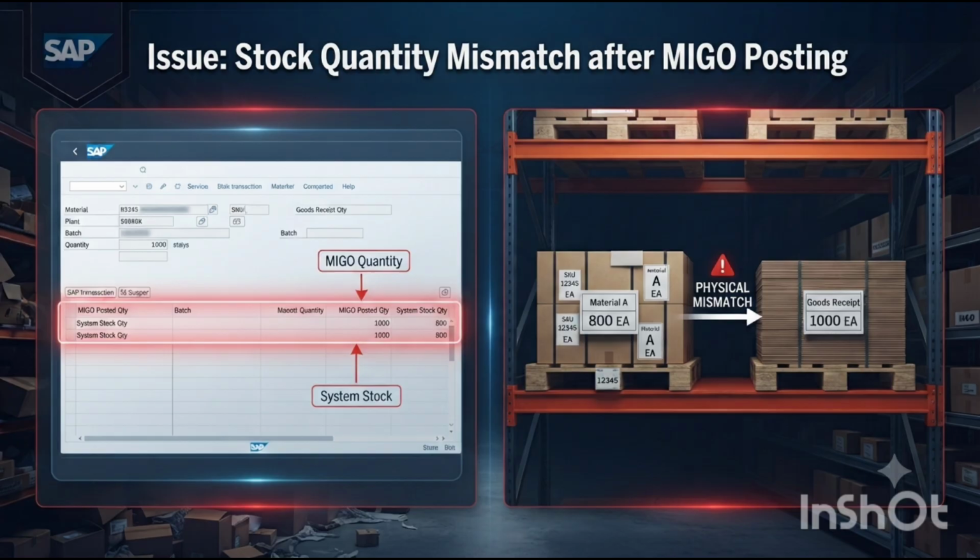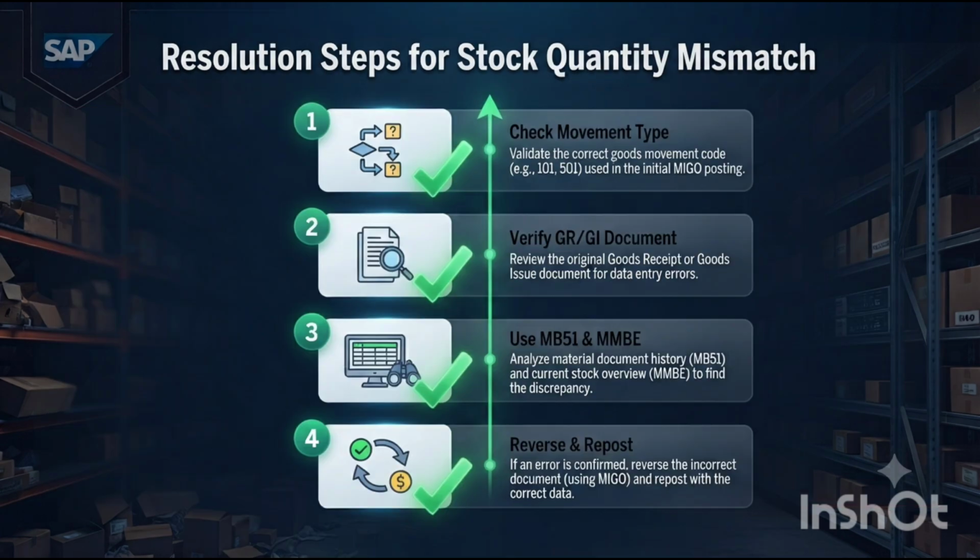So now, what is the resolution of stock quantity mismatch? Here's how to resolve stock quantity mismatch. Step 1, check the movement type you used in MIGO. Most important. Step 2, verify the material document using MB51. Step 3, check current stock in MMBE and storage location details. Step 4, if needed, reverse the wrong document and post it again with correct details. Always double check the document before saving. Following these steps carefully usually fixes 90% of quantity related issues.